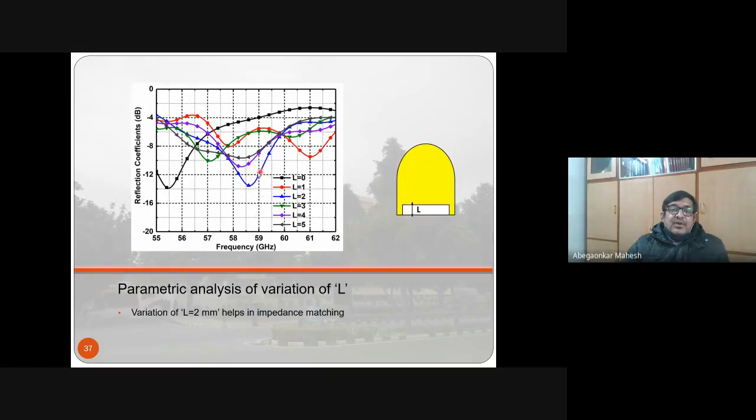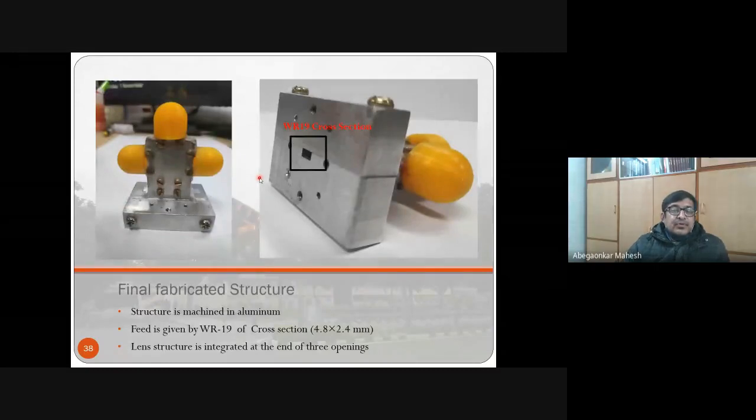So this is the fabricated structure. So we have three lenses connected to three different parts, and then there is a waveguide cross section wherein you can feed power. You can feed power at this point, and you will get output at these three different ports. The earlier antennas were printed antennas. This is a waveguide based antenna. This structure is machined in aluminum. This was done in our workshop. This is fed by a WR19 waveguide cross section. The dimensions of the waveguide here are 4.8 mm by 2.4 mm.